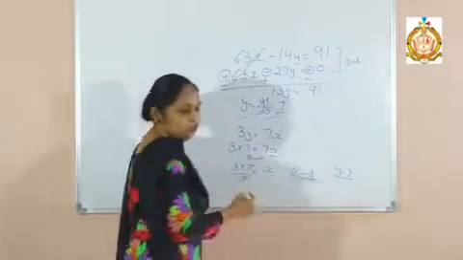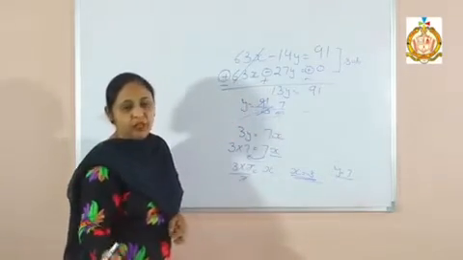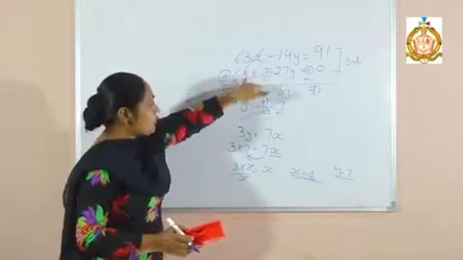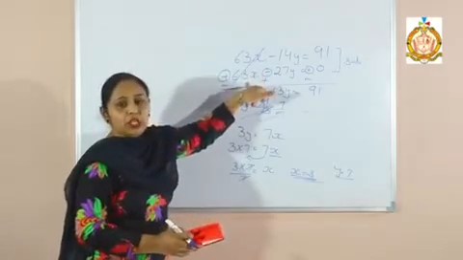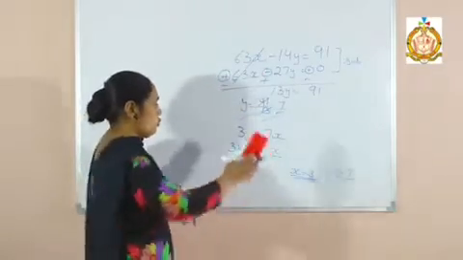I found both variables. But now if I want to equalize, I already equalized the coefficient of x. If I want to equalize the coefficient of y, then what to do?